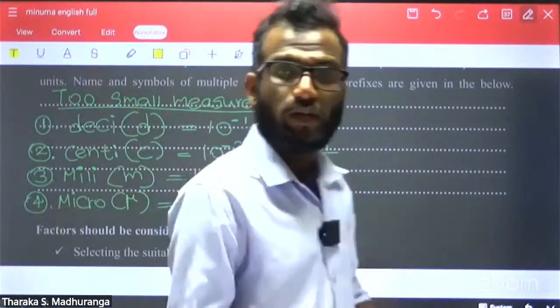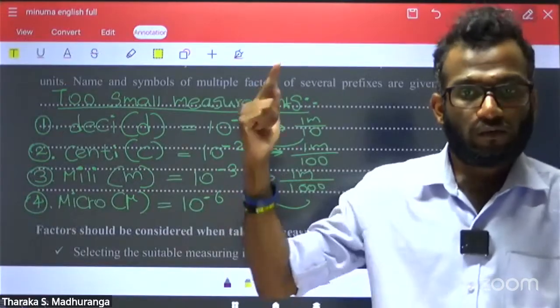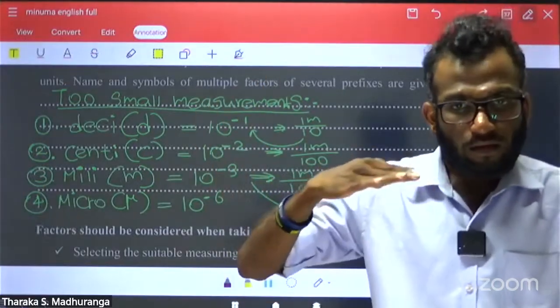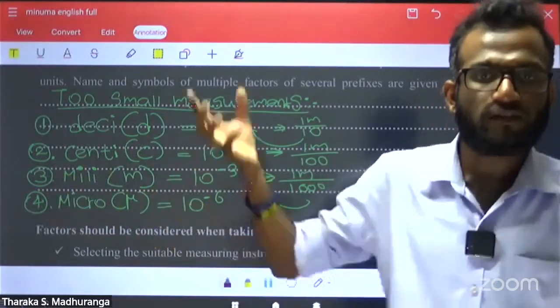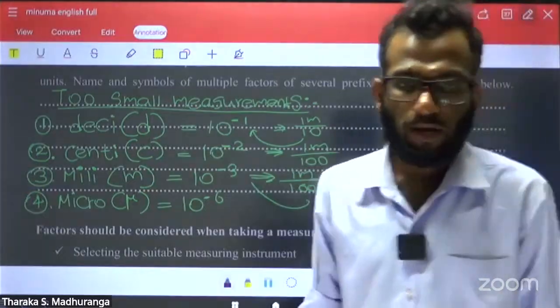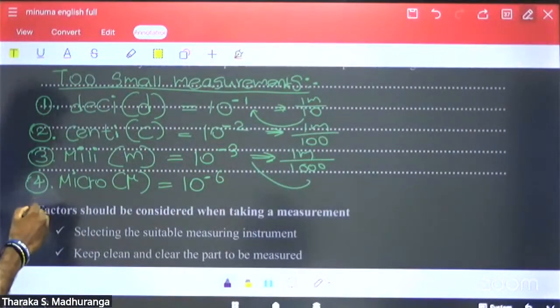Now you already know what 10 to the power minus 6 means. What's the meaning of 10 to the power minus 6? 1 divided by 10 lakhs. 10 lakhs means 10 to the power 6, and that becomes 10 to the power minus 6. Okay, final one. Fifth one.